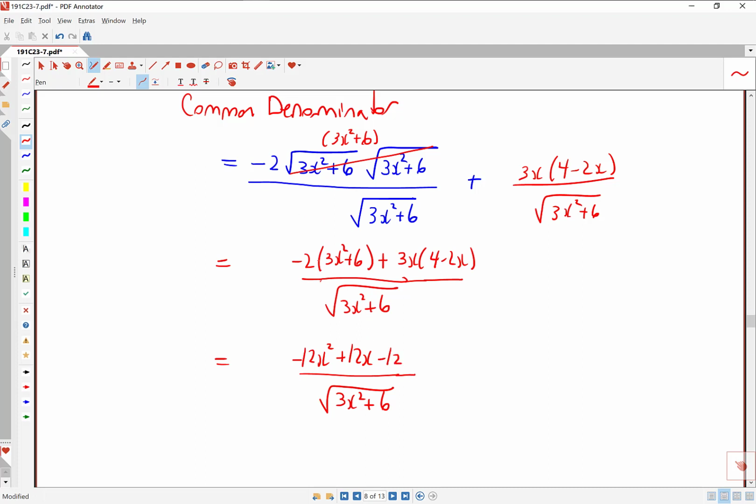So you could go through all the details here if you like, just to simplify that numerator. And then if you really wanted to get crazy, you could factor out like a -12 if you wanted. Call that -12 x squared minus x plus 1 all over root 3x squared plus 6.